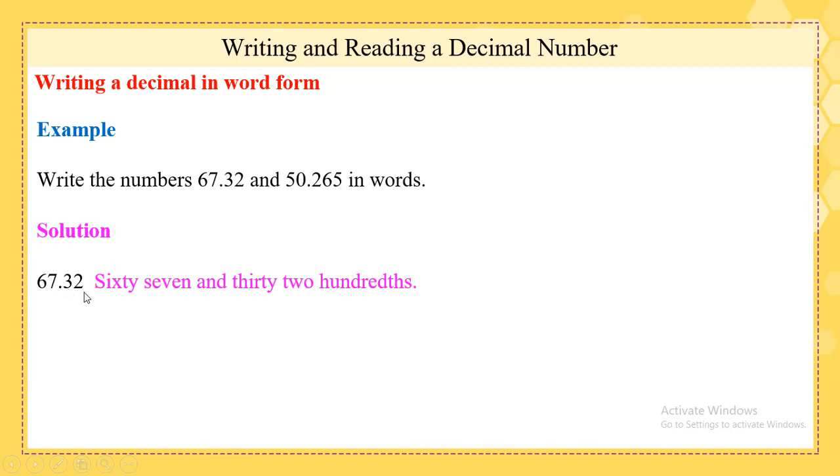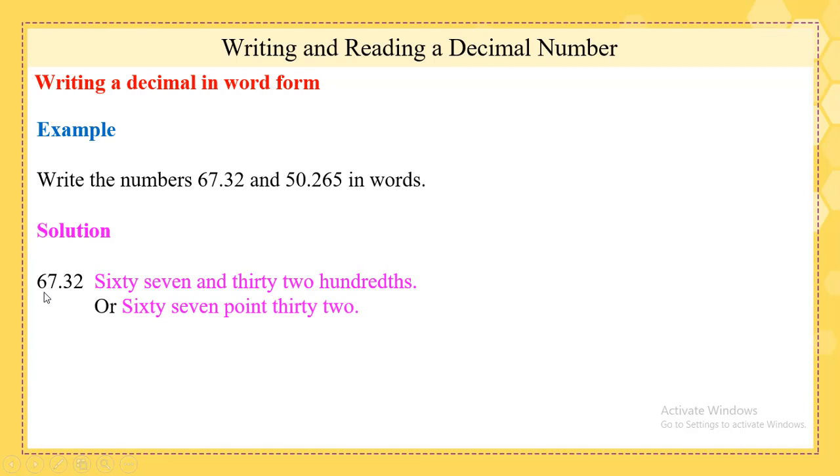You should now mention the name of the last digit. It is hundredths. 2 is in the digit of hundredths. Then this number is read as 67 and 32 hundredths. Remember, once you use "and" instead of the decimal point, you should mention the name of the last digit.